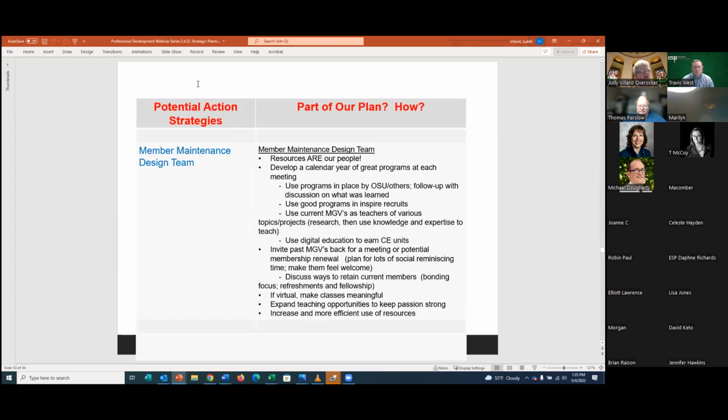Okay, here's our other teams. Member maintenance design team. There's some things that, you know, we're going to look at here because our greatest resource is our people. And so here they're talking about an action strategy might be to have a calendar of great programs at each meeting because people were concerned they weren't getting enough education. And so now they're solving their own problem because now they're putting these design teams together and these people will discuss these things. Okay?